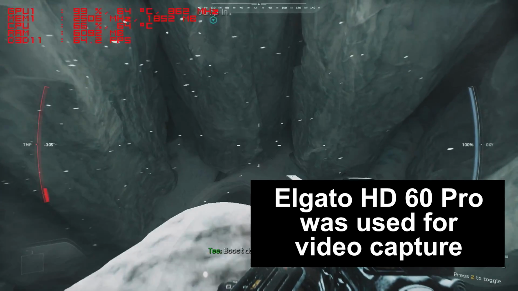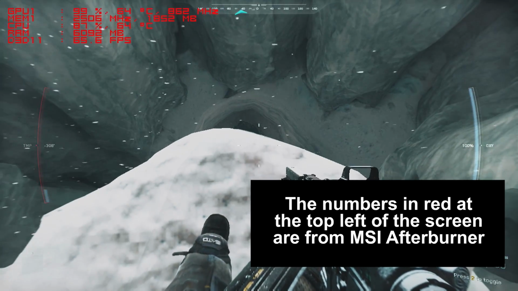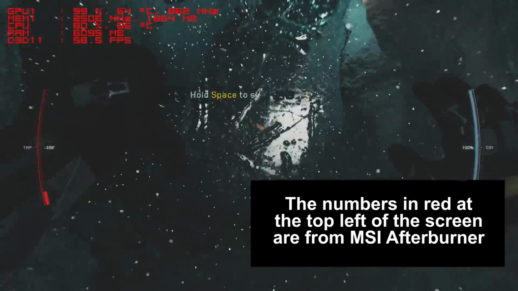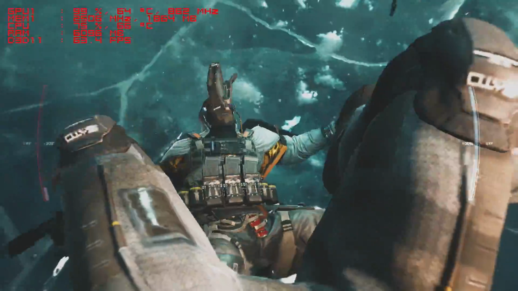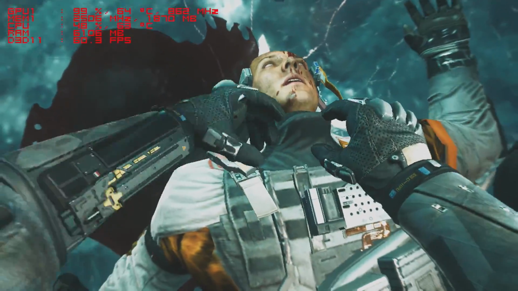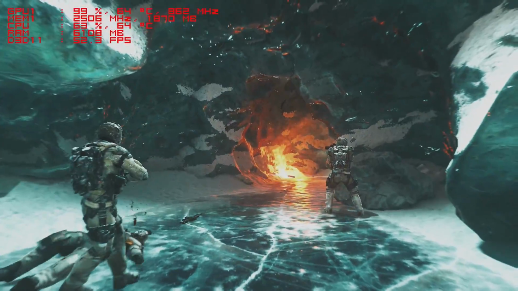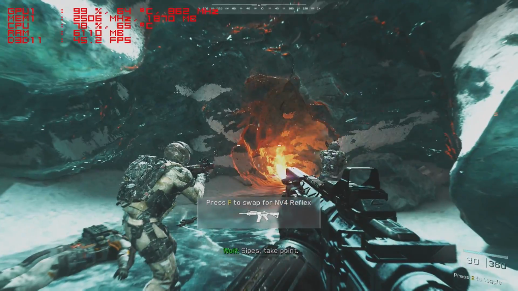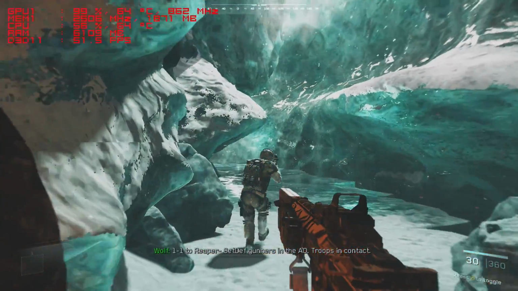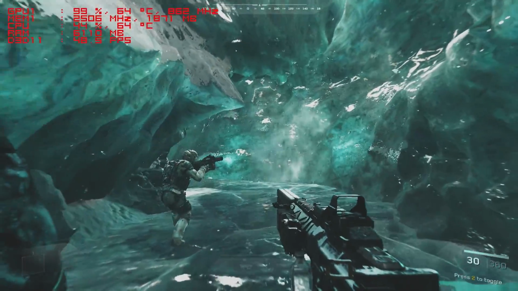The numbers in red at the top left of the screen are from MSI Afterburner. This program from MSI lets me put up good information that lets me know what's going on with the game, and so you have an idea of what is the performance limitation, where is there extra room available, what can you do to make this game run better. If you look in the top left-hand corner, you'll see there's 5 lines.